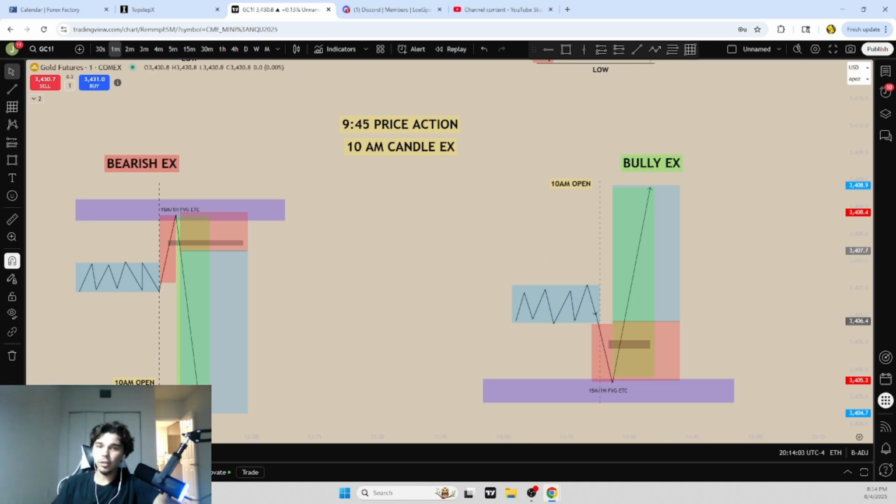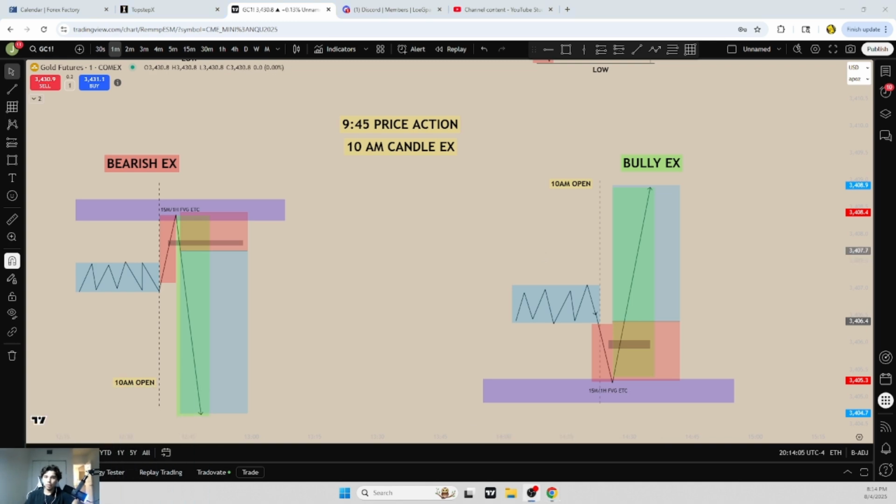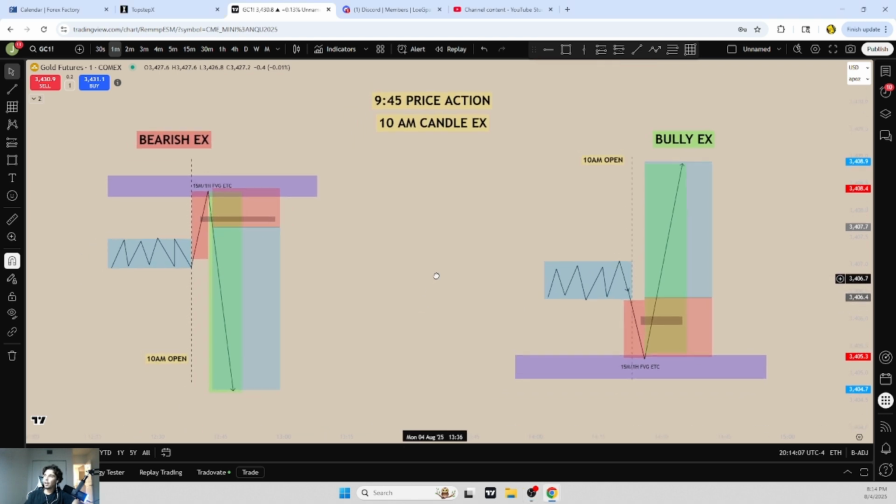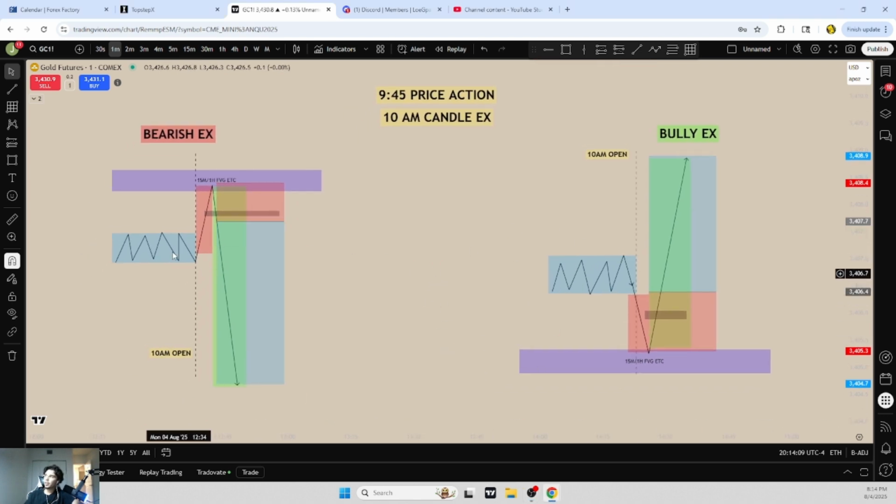I want you guys, here, let me move my head out of the way. I want you guys to write this down, right? Draw this in your notebook. Here is 9:45 price action.